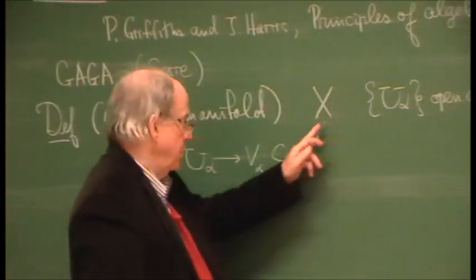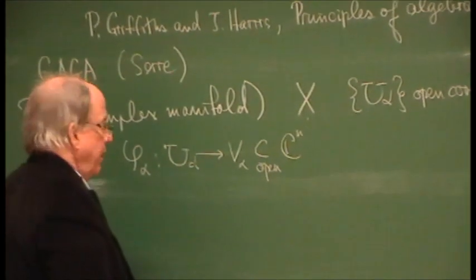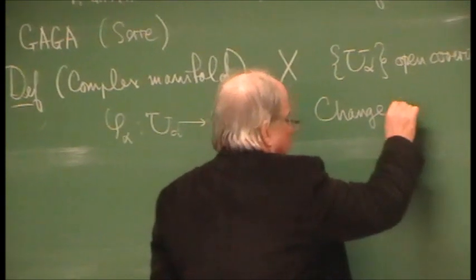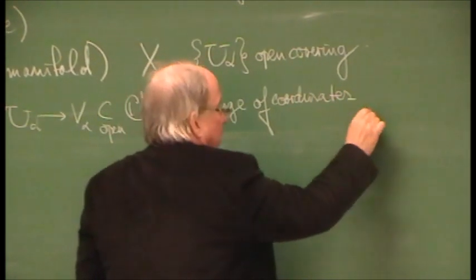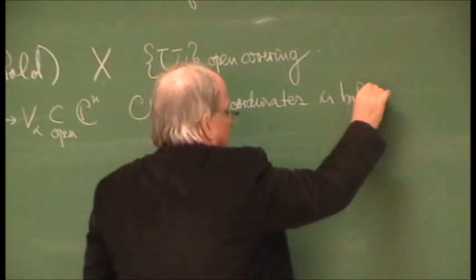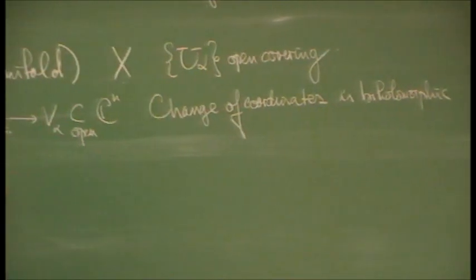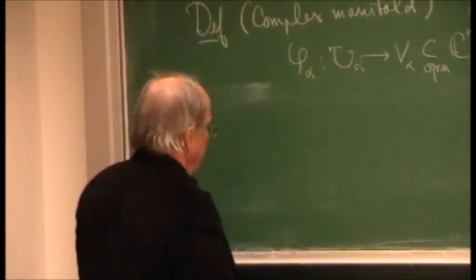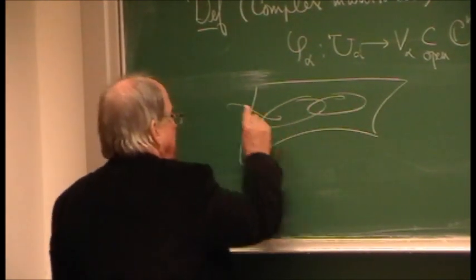Then we talk about an n-dimensional complex manifold. Of course, it could be disconnected and you'd have to have different Cn's, but I'm not going to worry about that right now. And the change of coordinates should be biholomorphic. Means the maps involved are holomorphic and their inverses are holomorphic, locally given by holomorphic functions.